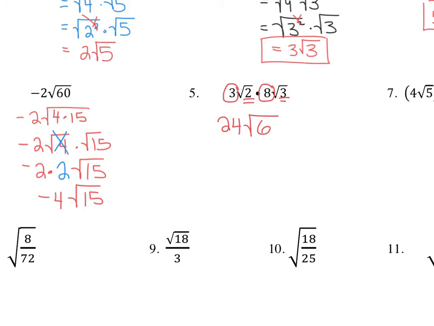So now once you do that, you do have to make sure, can you simplify the radical? Is there any perfect square factor other than 1 that goes into 6? 4 doesn't, 1 does, but we don't care about 1, so this would be our final answer.